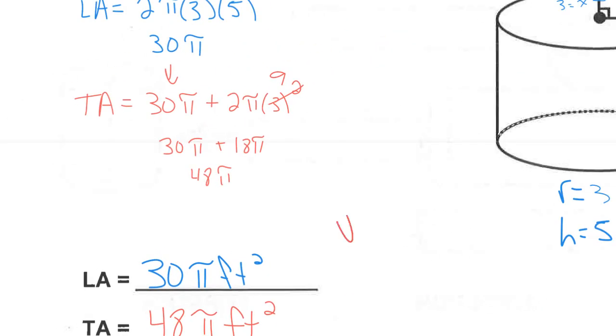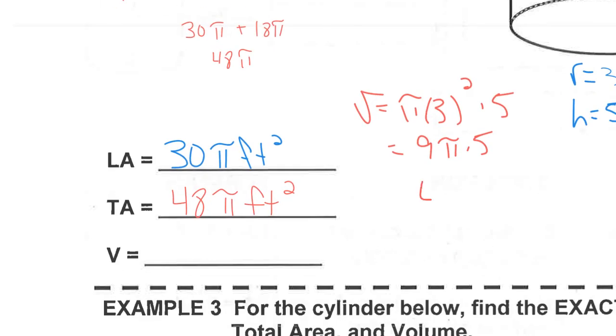And then the last one's volume. That's pi r squared times h. Pi times 3 squared times 5. Well, that's really 9 pi times 5, which gives me 45 pi for my volume. 45 pi feet cubed. So those are pretty straightforward. Even finding the radius when it's not given wasn't so bad.